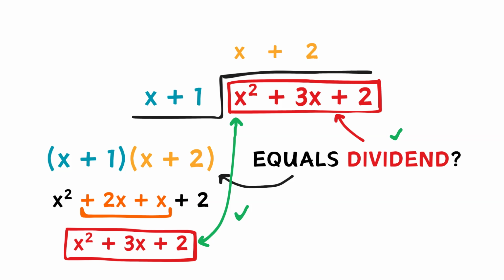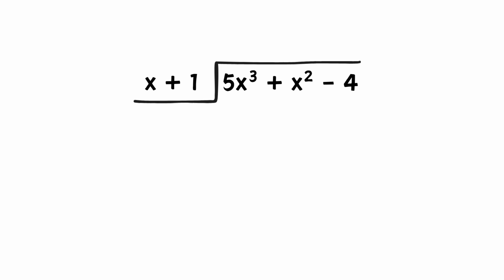But what if we don't get a perfect remainder? Let's try this one. Notice that the term for x to the power of 1, or x, is missing in the dividend. To keep track, let's insert 0x. This will make sense as we start dividing.